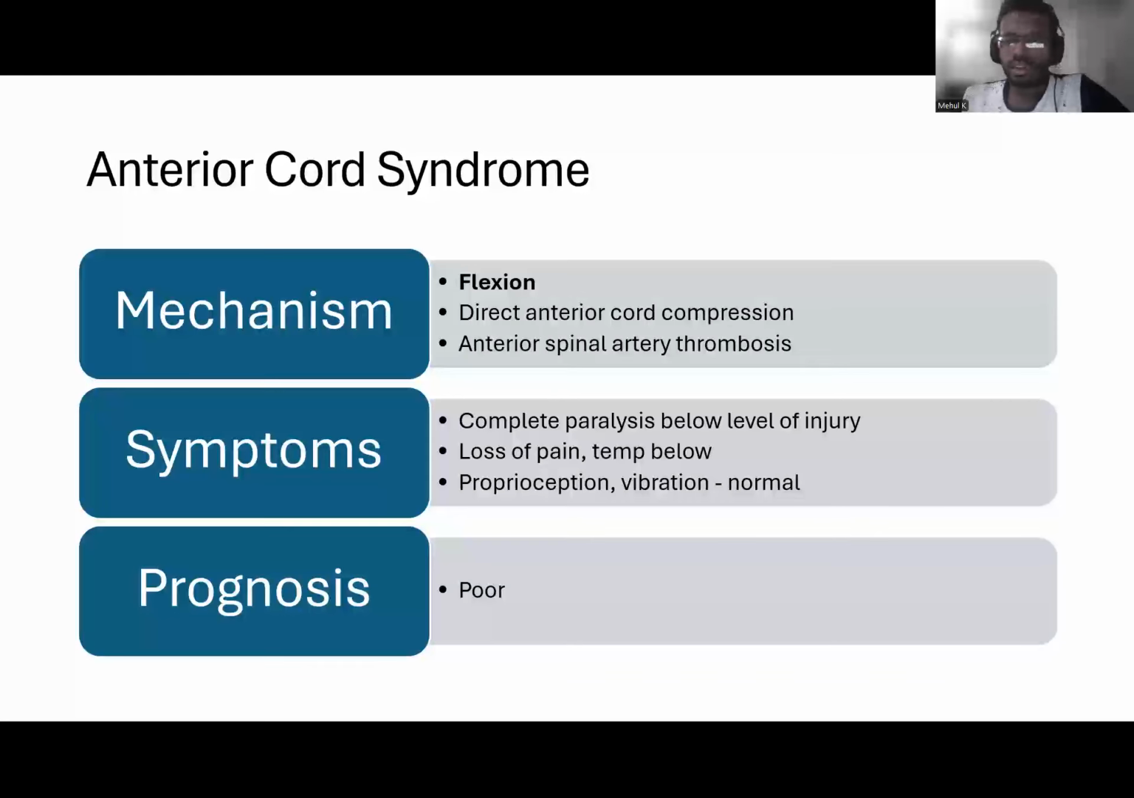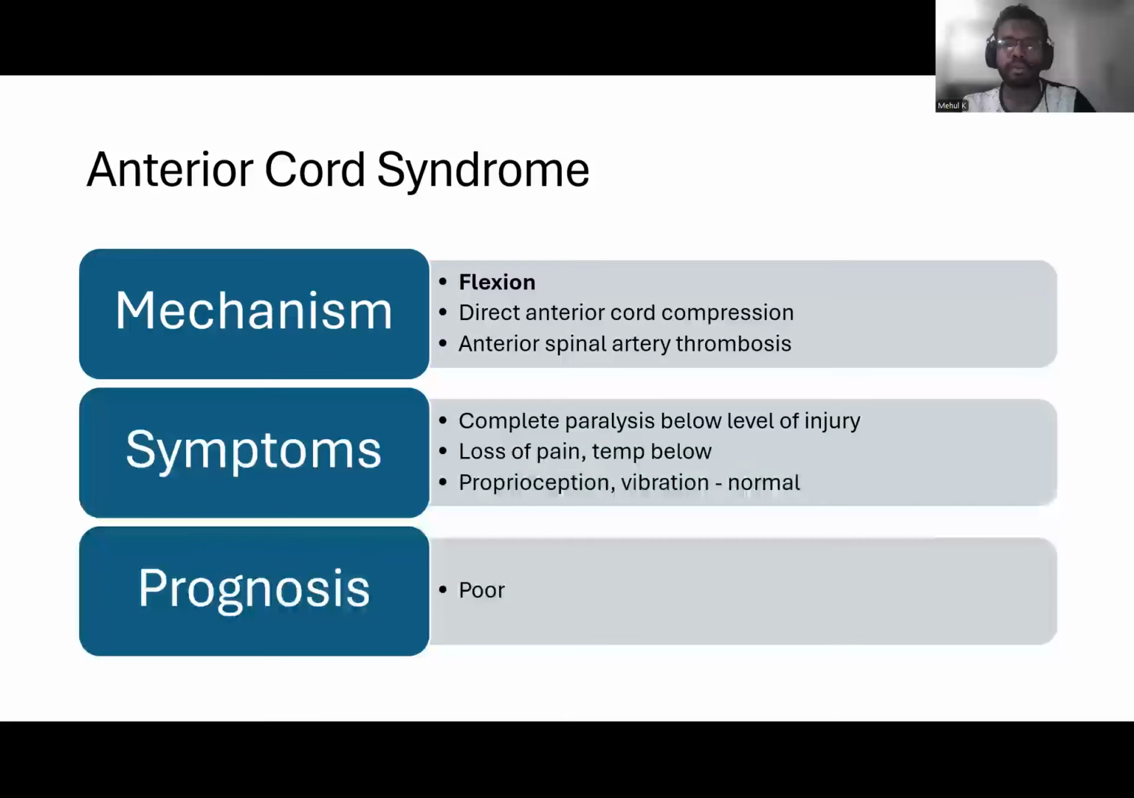Now, there are certain syndromes of the spinal cord that you have to be aware of. You have anterior cord syndrome, central cord syndrome, and Brown-Séquard syndrome. If you're talking about anterior cord syndrome, as I told you, flexion type injuries generally tend to involve the anterior part of your vertebral body. It will lead to anterior cord compression if it is severe. That can lead to anterior cord syndrome.